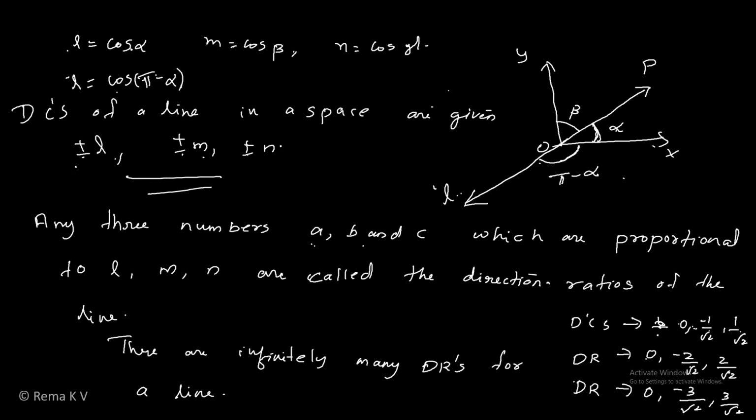But direction cosines are unique. As we are considering the direction here, either this will be plus l, plus m, plus n, or it is minus l, minus m, minus n. So the direction cosines are unique, whereas the direction ratios are infinite. Is it clear?